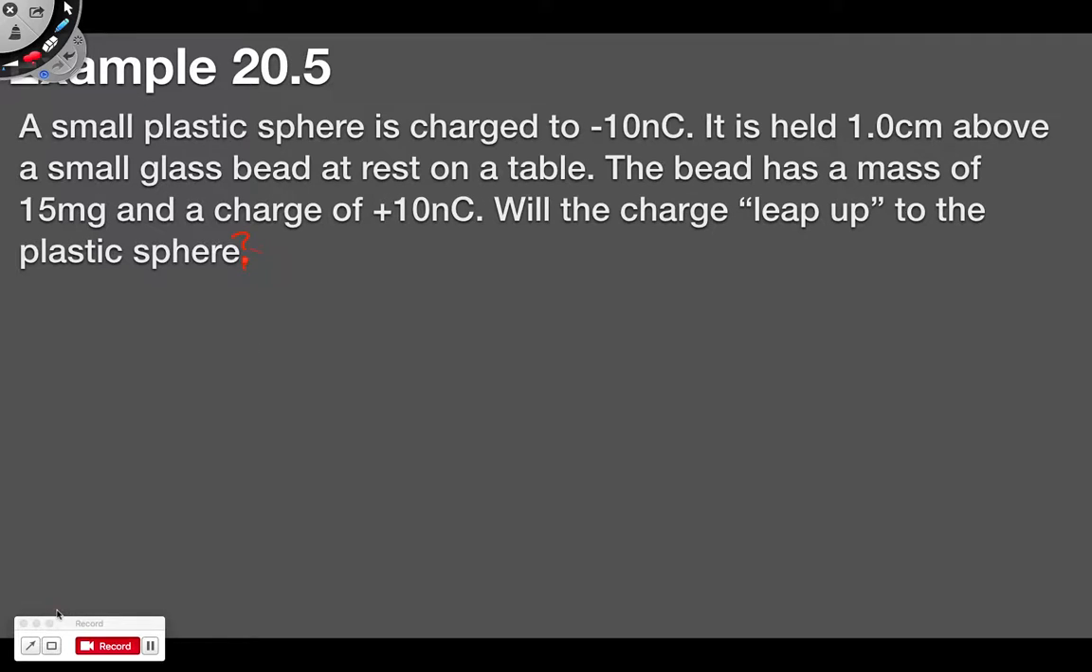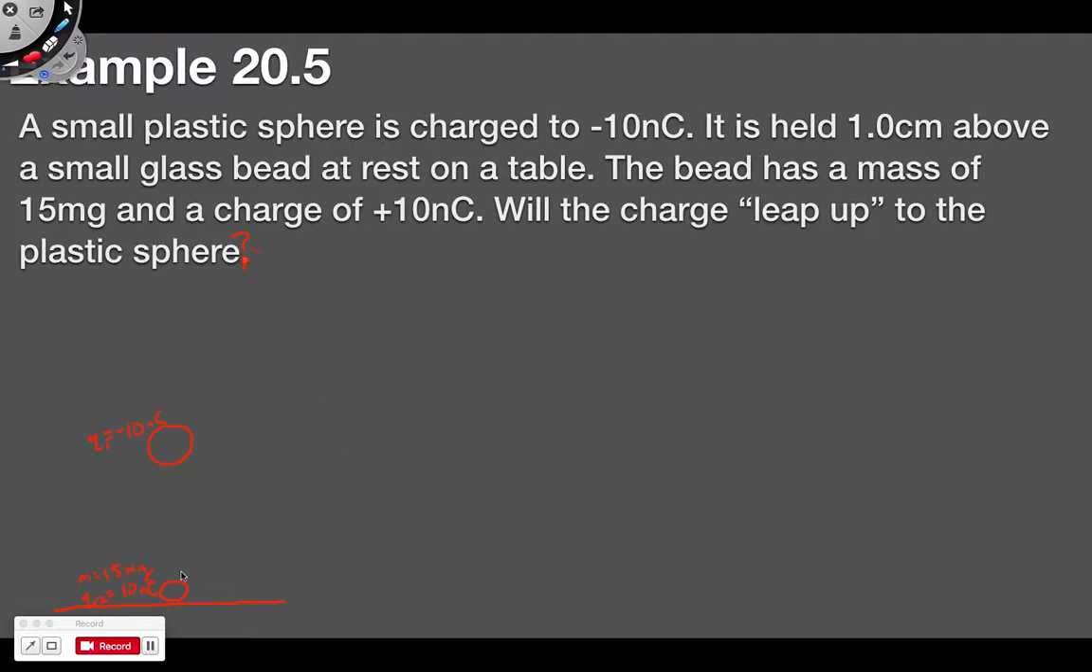So let's draw a picture. All right, so I have a glass bead that is at rest on the table. The bead has a mass of 15 milligrams, and has a charge, and I'll call this Q2, of 10 nanocoulombs. Up here I have a small plastic sphere. It doesn't matter what this mass is, but it has a charge of negative 10 nanocoulombs.